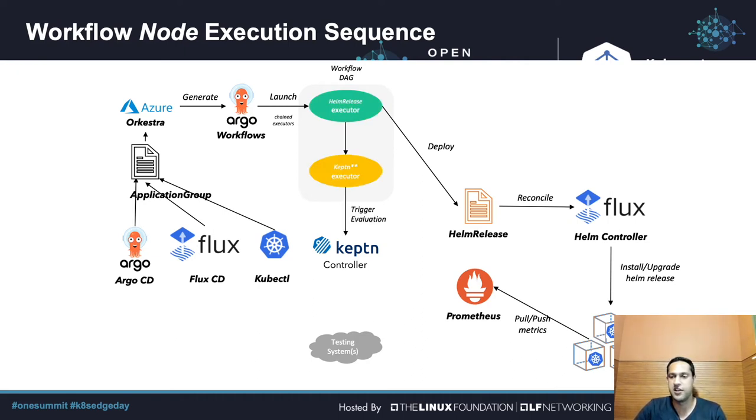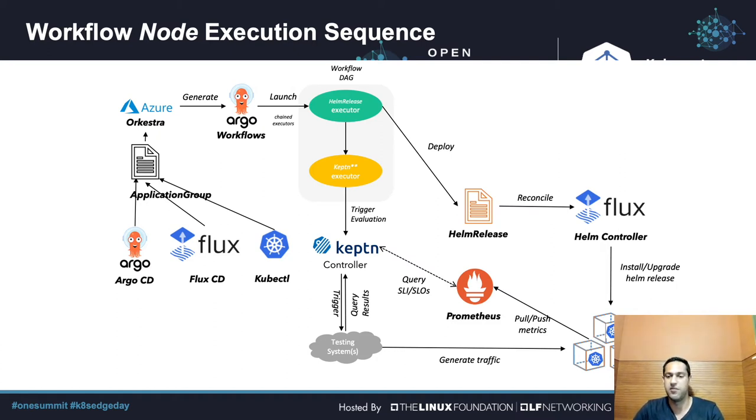Here, the Kepton executor triggers an evaluation to be performed by sending a cloud event to the Kepton control plane. Kepton controller, in turn, triggers a pre-configured test harness to initiate sending traffic to the application pods that were deployed as part of the Helm release. With Prometheus configured as the metric source, Kepton control plane starts evaluating the user-defined SLOs and results from the testing harness. Once all SLOs are satisfied, the Kepton executor pod returns success and the workflow transitions to the next application node.